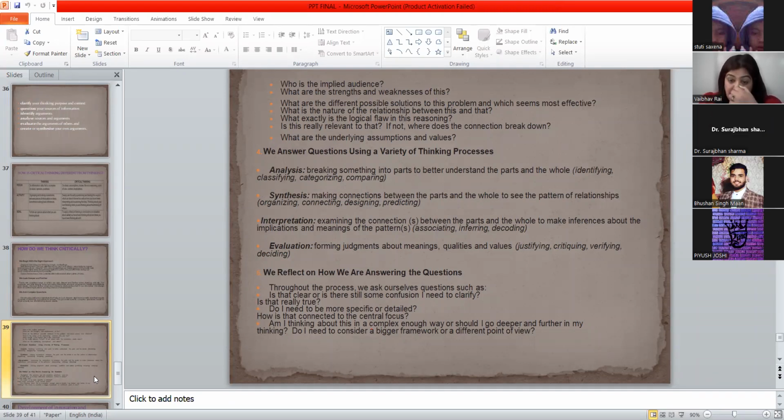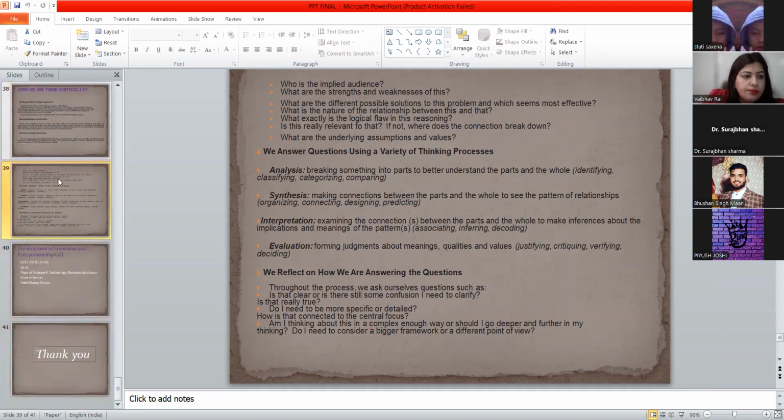Synthesis is wherein you connect the dots, wherein you put two and two together, then you interpret those dots, and then you evaluate those dots. So that is the entire process of critical thinking. So that is how you critically think.